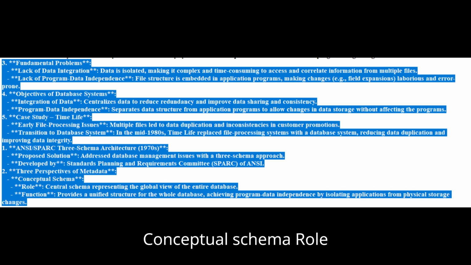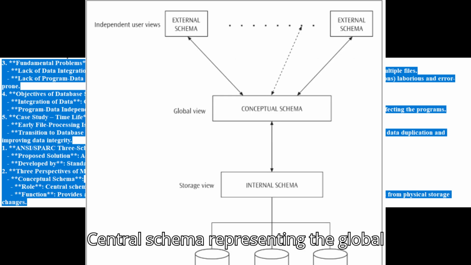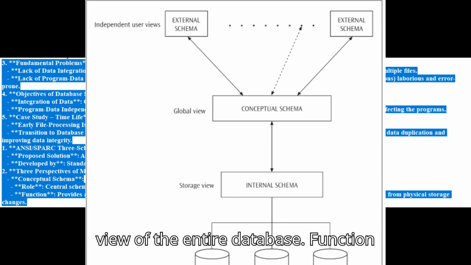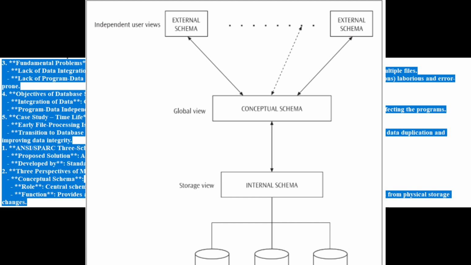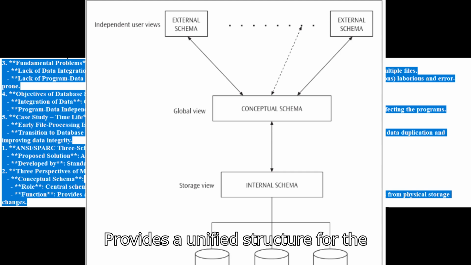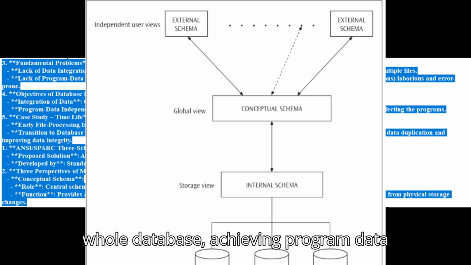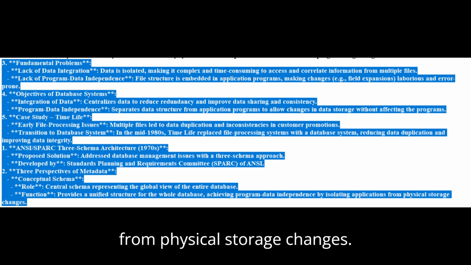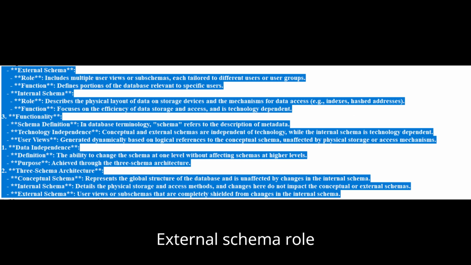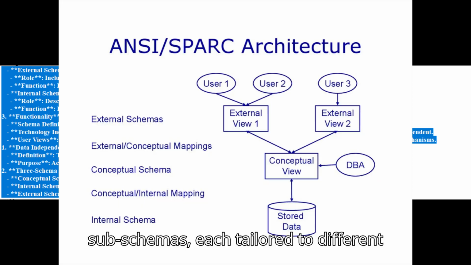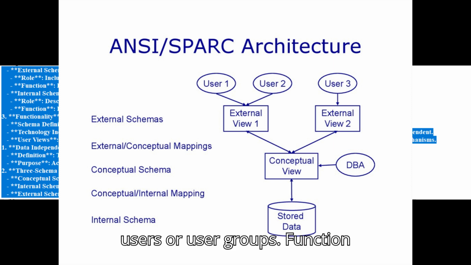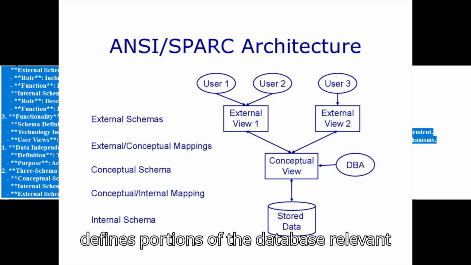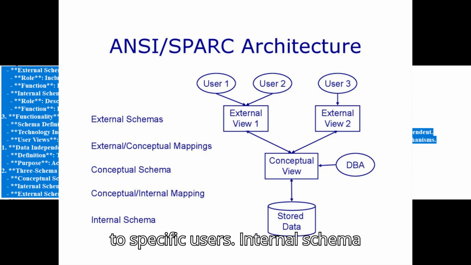Conceptual schema. Role: the central schema representing the global view of the entire database. Function: provides a unified structure for the whole database, achieving program data independence by isolating applications from physical storage changes. External schema. Role: includes multiple user views or subschemas, each tailored to different users or user groups. Function: defines portions of the database relevant to specific users.